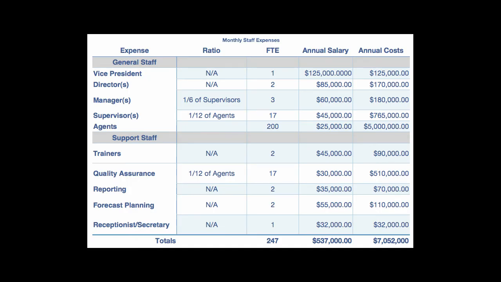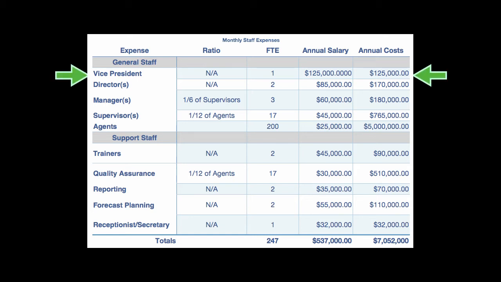So with monthly staff expenses, what we have here is an example of a contact center with 200 FTEs in it. Now, if your contact center is smaller, and most of them are smaller than this, then simply delete the roles that are not applicable for your particular organization. And in the annual salary columns, salary and annual cost, we've just given a North American perspective of what that role may cost an organization. Again, very flexible, need to put in your own numbers. So let's go through it.